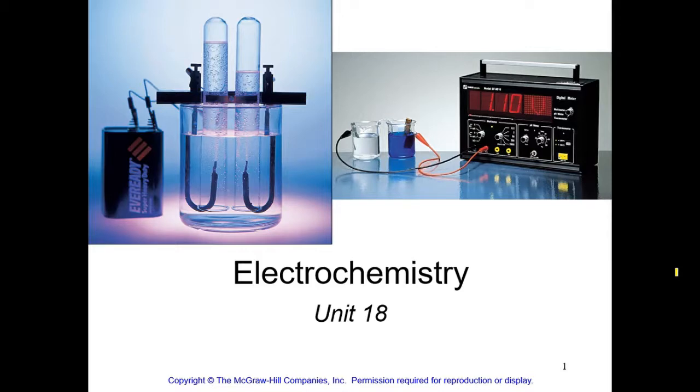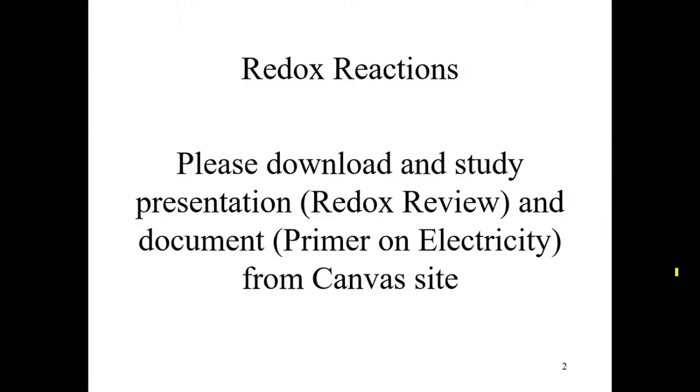We are beginning a new unit called Electrochemistry. As I was explaining, you would have downloaded and studied a presentation called the Redox Review, and also a document on electricity from our Canvas site. I'm not going to discuss those things, and you should be able to go back and review the rules for determining how to establish the oxidation state of the different elements in a compound.